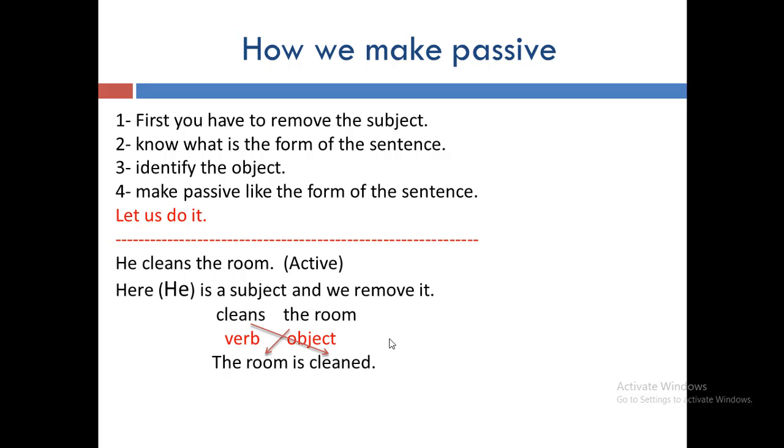If the active sentence is, for example, in the present simple, you are not allowed to make it passive by the past simple rule, because it will be totally incorrect.